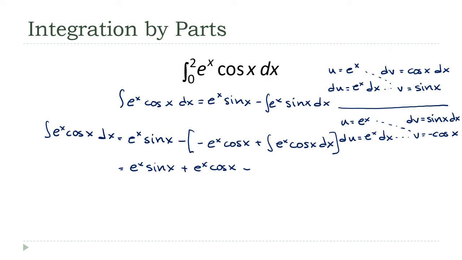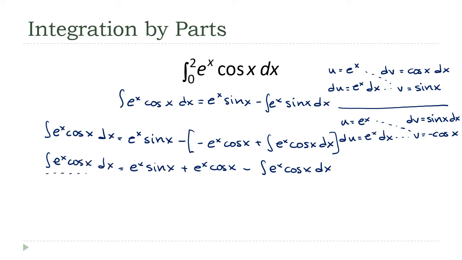minus, and I can do this integral now. This is e to the x sine of x. Well, excuse me, that is not what that integral is. What was I thinking? This is minus the integral of e to the x cosine of x dx. We don't know what it is, right? That actually is what we're trying to find, and this is where this gets interesting. Let me write this in here: e to the x cosine of x dx.